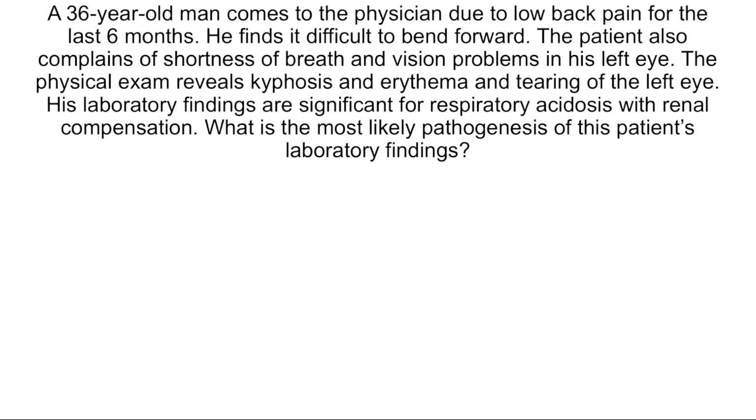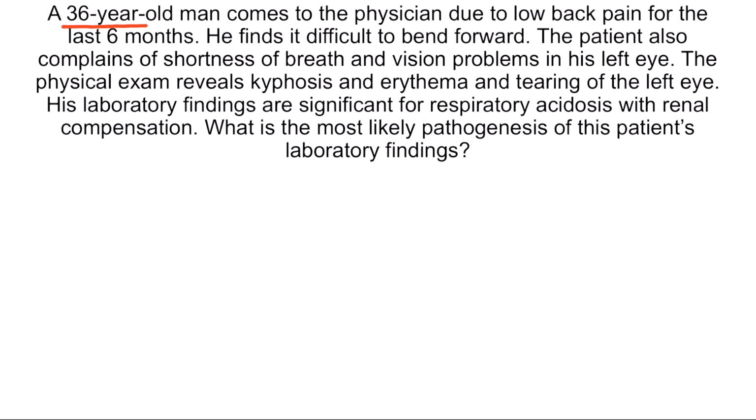Let's try a question. A 36-year-old man comes to the physician due to low back pain for 6 months. He finds it difficult to bend forward. The patient also complains of shortness of breath and vision problems in his left eye. The physical exam reveals kyphosis and erythema and tearing of the left eye. His laboratory findings are significant for respiratory acidosis with renal compensation. What is the most likely pathogenesis of this patient's lab findings?